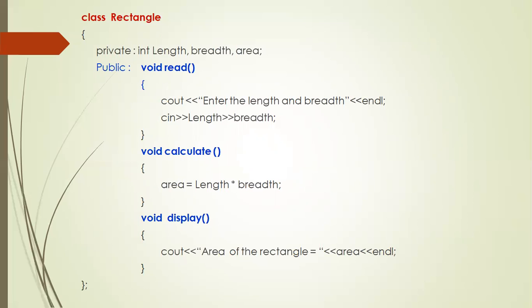So after that, you close the class. And after closing the class, you have to end the class with a semicolon. In this example, I have defined a class called rectangle with how many member data? Three member data. All the three member data, you declare them under the access private. And this class has three member functions: read function, calculate function, display function.